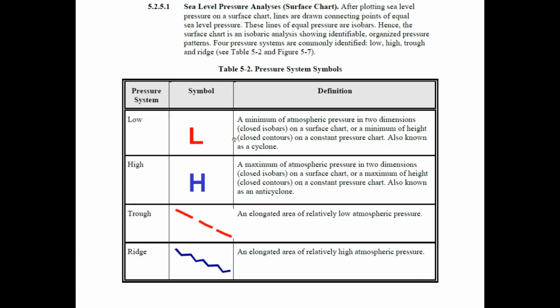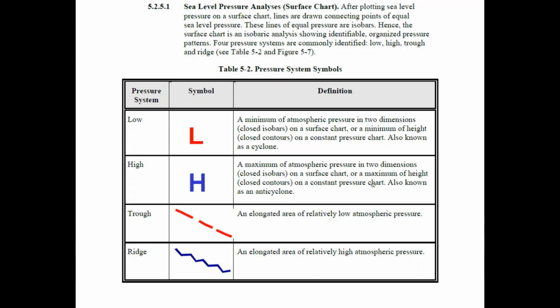A low is a minimum of atmospheric pressure in two dimensions on a surface chart, or a minimum of height on a constant pressure chart, also known as a cyclone. So when everybody looks across the map, and I'll bring one up on the weather site in a minute just to see what we have currently out there, obviously our air masses are made up of low pressure systems, high pressure systems, and then you have troughs and ridges. But we'll look at each one of these.